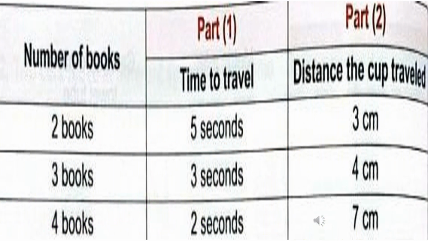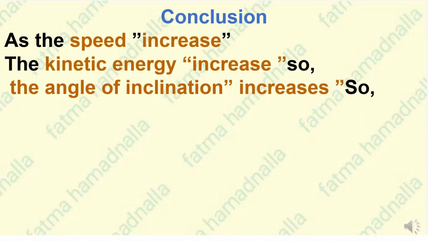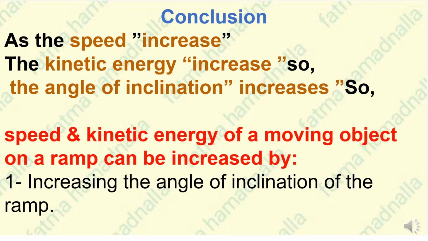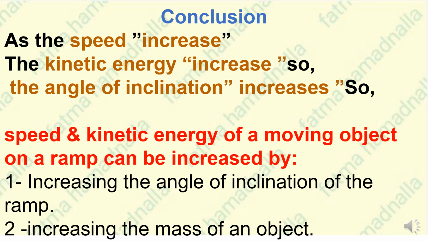And this is the table we created. The last conclusion: as the speed increases, the kinetic energy also increases, and the angle of inclination increases as well. Okay? So, the speed and kinetic energy of a moving object on a ramp can be increased by increasing the angle of inclination of the ramp or increasing the mass of the object. Okay?